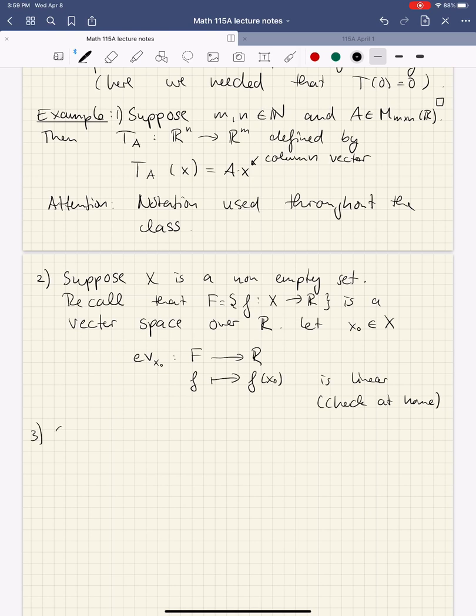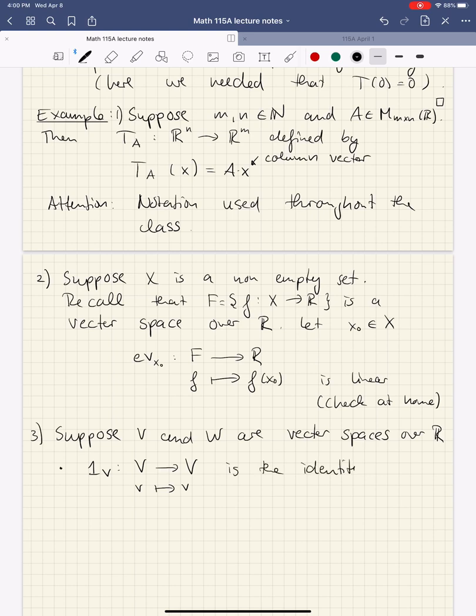And last but not least, let's look at the following ones. And these again will be notations you should be aware of and will be used later on. Let's take two vector spaces over R. One important map is the following: 1 subscript V, V to V. You have to have the same vector space, and you're just going to send every element to itself. And this is called the identity map. It is linear. And actually, it's a bijection.